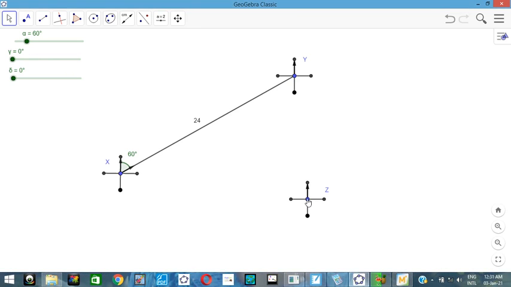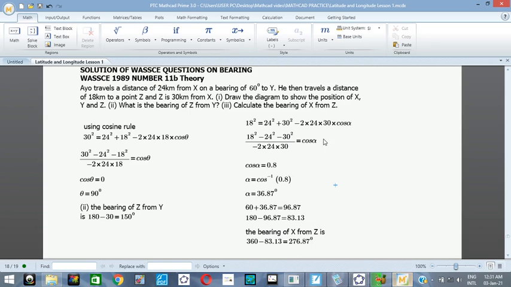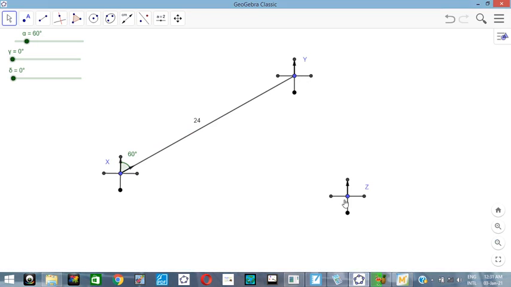Then we don't know the bearing of Z. Z is located somewhere. We really don't know where Z is located, but we assume somewhere here to be Z. So let's see if we can get it. But the distance will help us to locate the bearing that the question requires from us. So what is YZ? It then travels a distance of 18 kilometers to a point Z. So Y to Z is 18 kilometers, then Z to X is 30 kilometers. So let me connect them with my line.